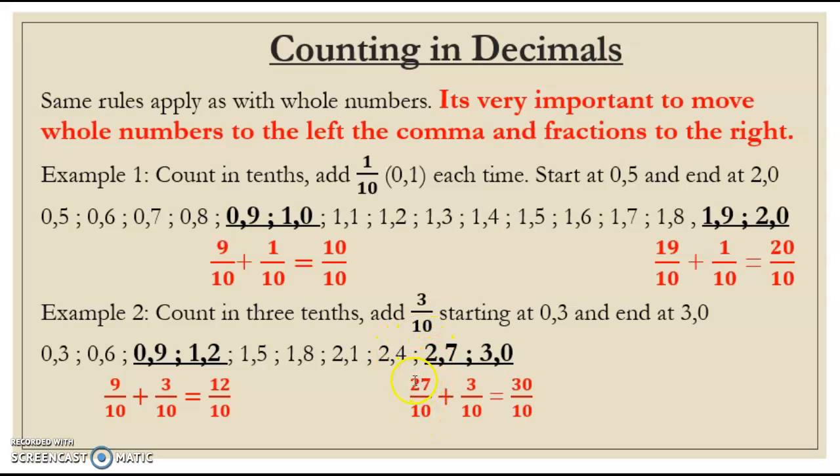2,7 is 27/10. Wholes, tenths. Plus 3/10 will give us 30/10 or 3 wholes. Let's quickly do this backwards. 3 wholes minus 3/10. That would be 30/10 minus 3/10 is 27/10 or 2 wholes and 3/10.